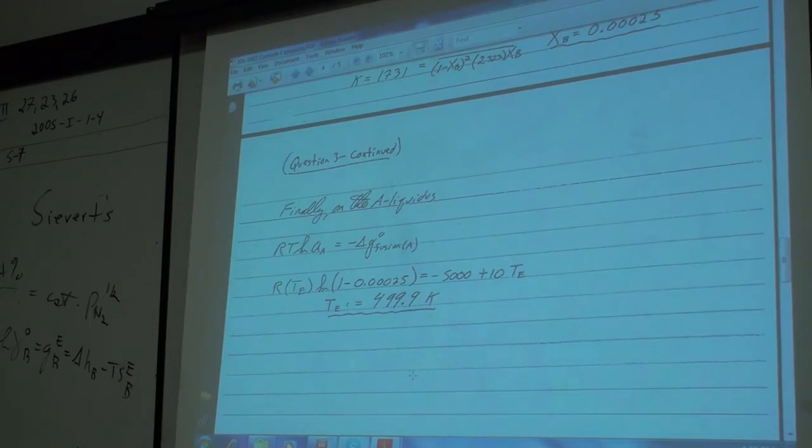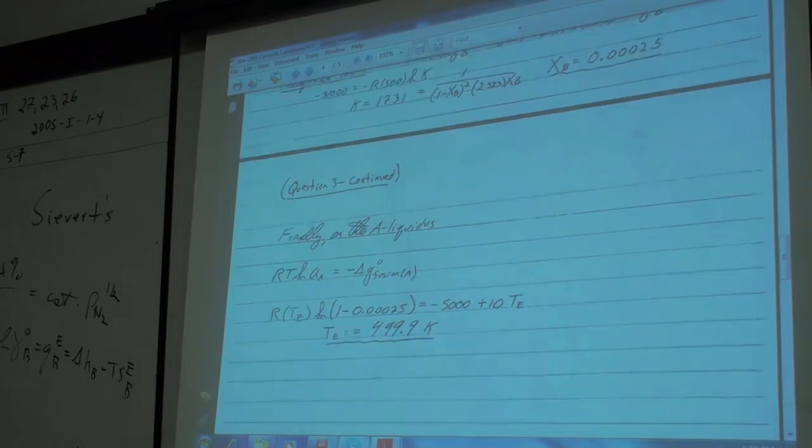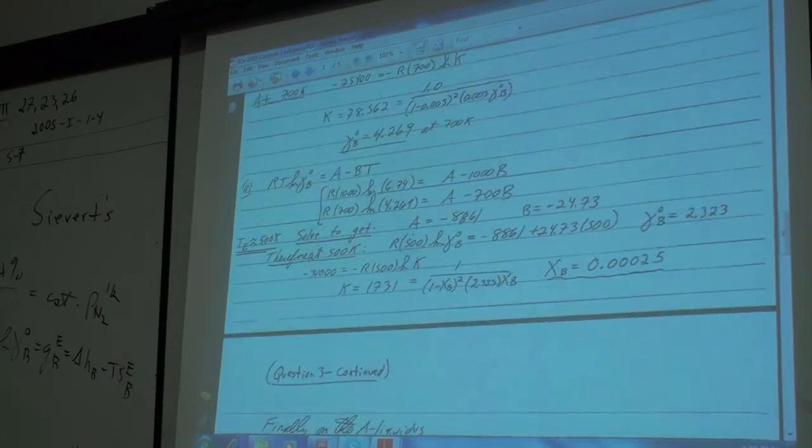Well, 500 degrees Kelvin is clearly close to the eutectic temperature. I know the eutectic temperature is going to be really, really close to 500. Strictly speaking, if the eutectic temperature wasn't 500, then I'd have to do an iterative process, because the activity will be different at different temperatures. Yeah, because of this equation.